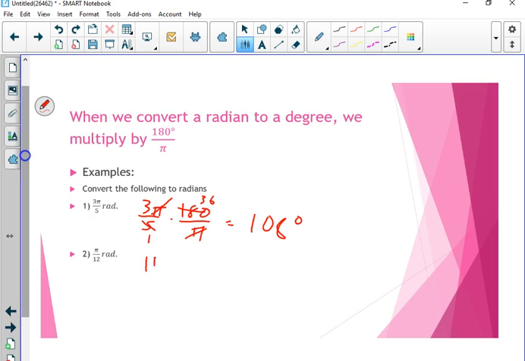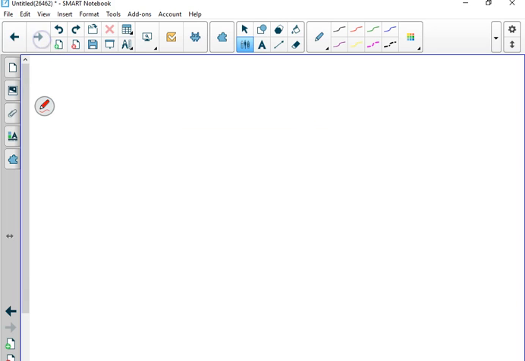Now try with this one. Pi over 12 times 180 over pi. Again, the pi's cancel, and then you simply do 180 divided by 12, which is 15 degrees. So the conversion is pretty simple, not too complicated. I know the concept of a radian is new and kind of different, but we'll work through it. That's it.